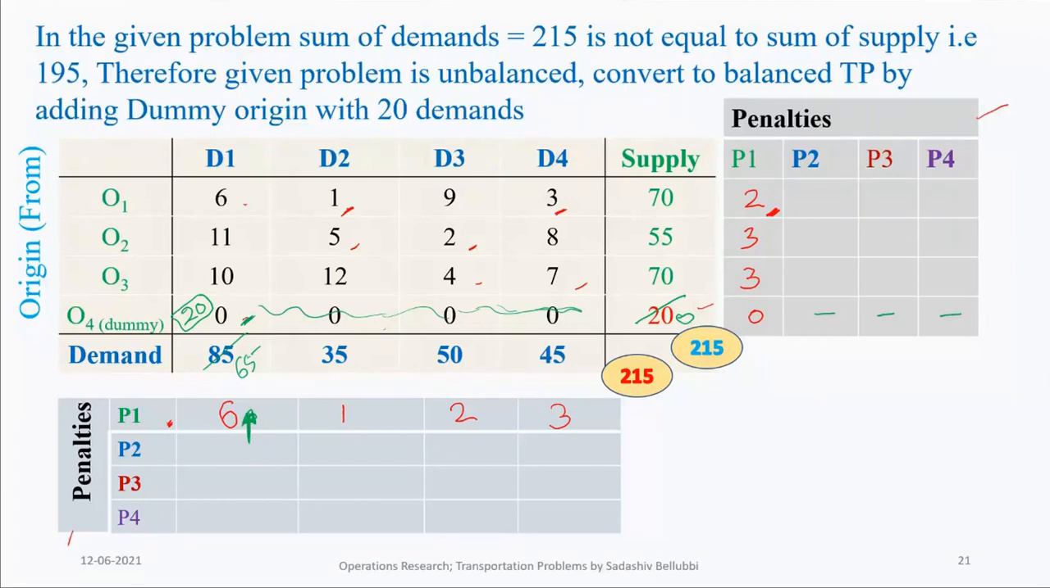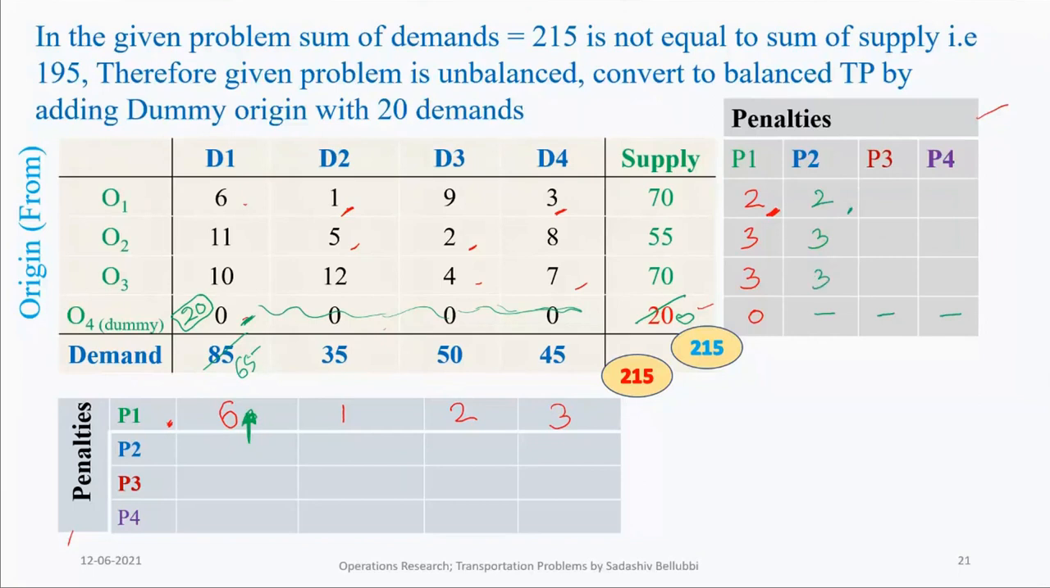We need to go for the second iteration of finding the penalties. Okay, again in the O1 row, the two minimum numbers are 1 and 3, so write 2. And for the second row, again 5 and 2, write 3. And in the third row, 4 and 7, write 3.